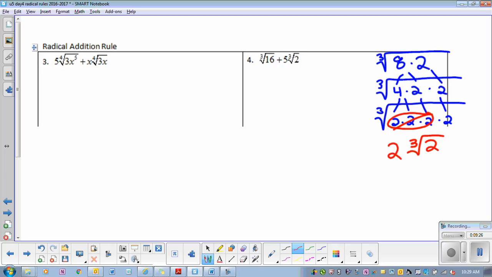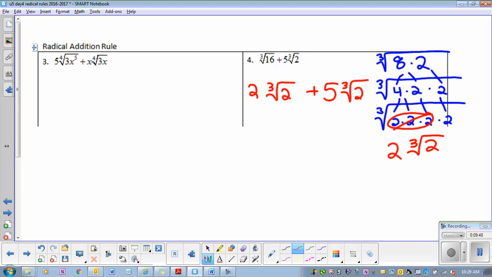So then over here, this becomes 2 cube root 2. And then plus 5 cube root 2. Because I didn't have to change the second one, right? All I had to do is just change the first one. Yes?